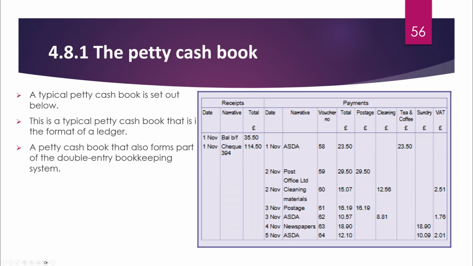For point 8, the petty cash book. A typical petty cash book is set out below. This is a typical petty cash book that is in the format of a ledger, a petty cash book that also forms part of the double-entry bookkeeping system.